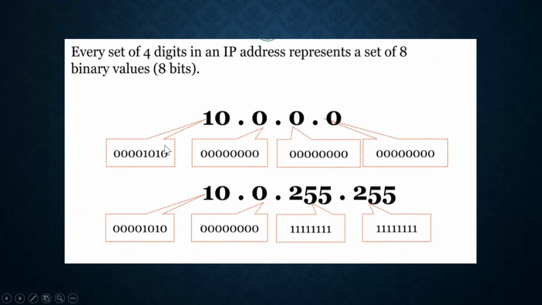So let's see how the IP addresses work. Every set of 4 digits in an IP address represents a set of 8-digit binary values. So this is how you can represent IP addresses in binary values. You can represent the 10 like this: 00001010.